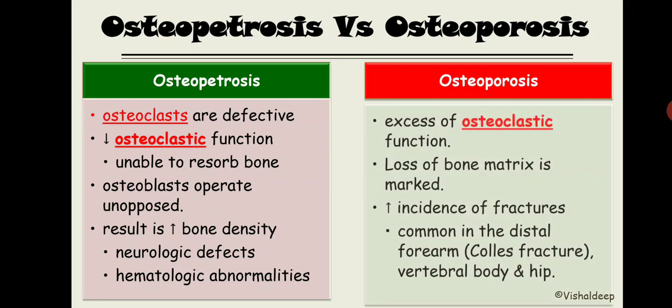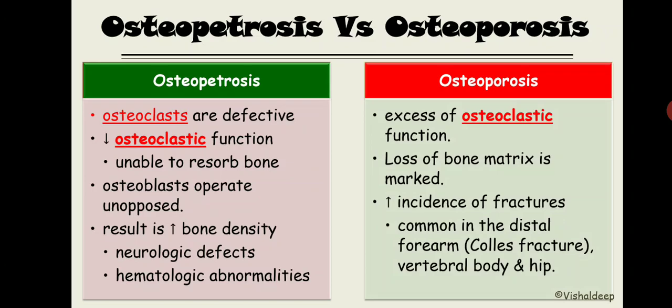There is excessive function of the osteoclast, so there is a loss of bone matrix in osteoporosis, and it increases the incidence of fracture. The most common fracture seen in osteoporosis is Colles fracture. It is common in the distal forearm, vertebral bodies and hip. Alright. So what is osteopetrosis? There is a defect in osteoclastic function. And what is osteoporosis? There is excessive osteoclastic activity.